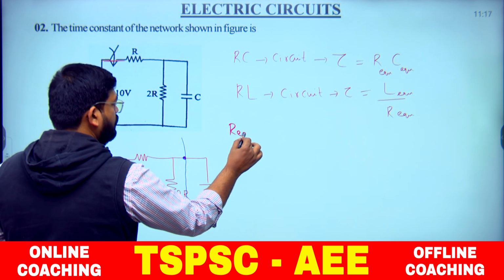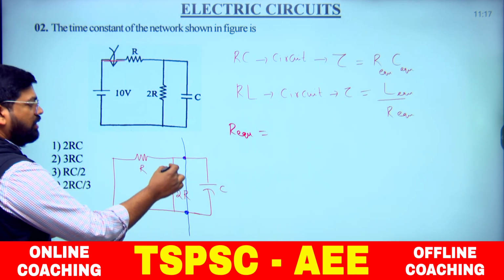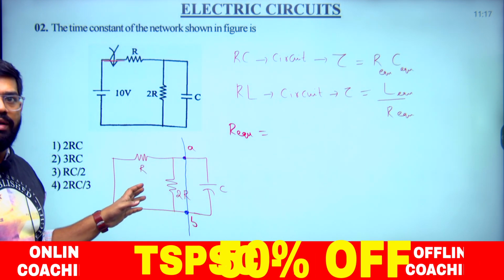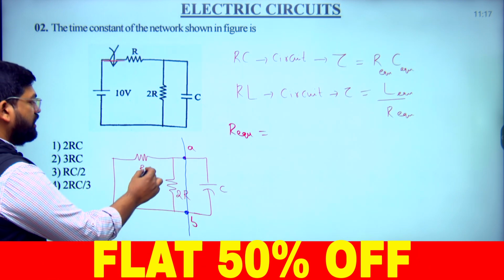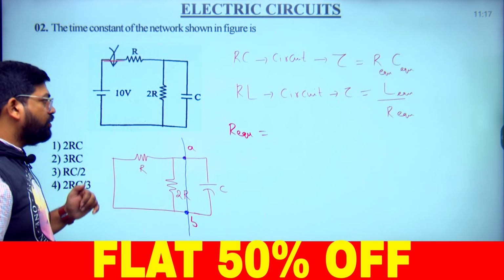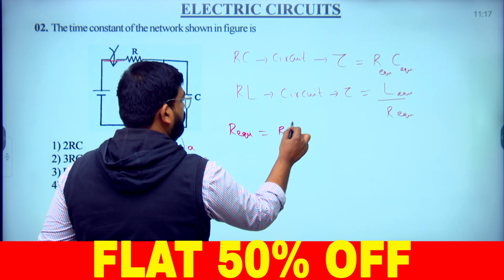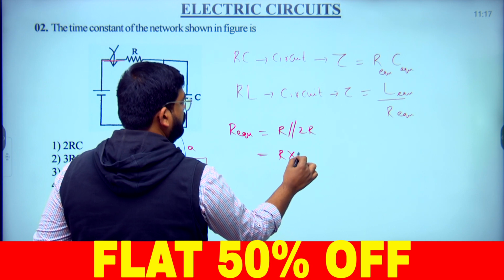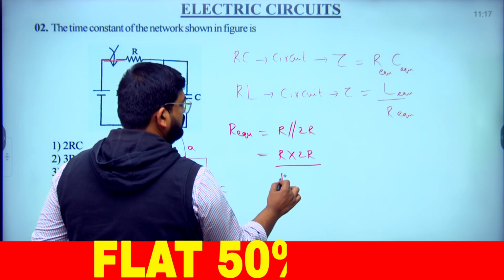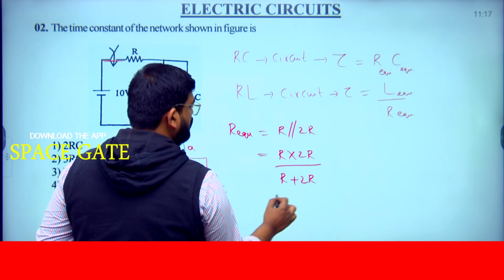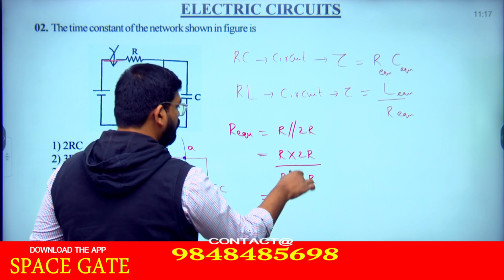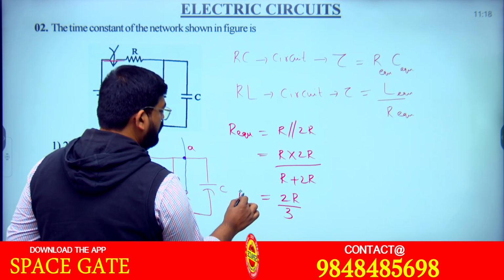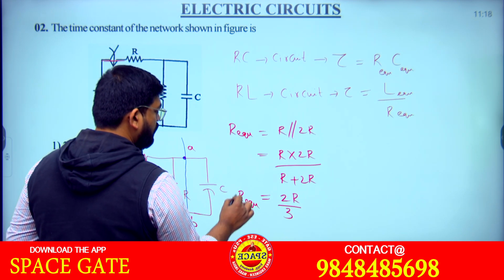If you follow that concept, what is the R equivalent here? How are both connected? If you look at these A and B terminals, suppose you are separating and observing from the A and B terminals, how are these connected? R and 2R are both connected in parallel. Parallel means how do we write? R into 2R by R plus 2R. Simplify this, R will get cancelled, and we get the result 2R by 3. This is the R equivalent.